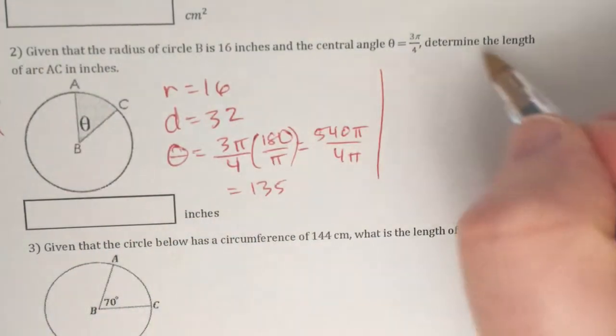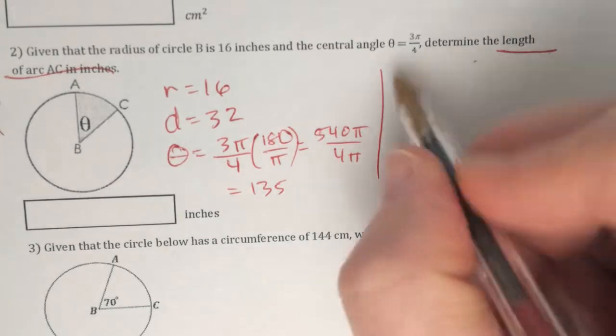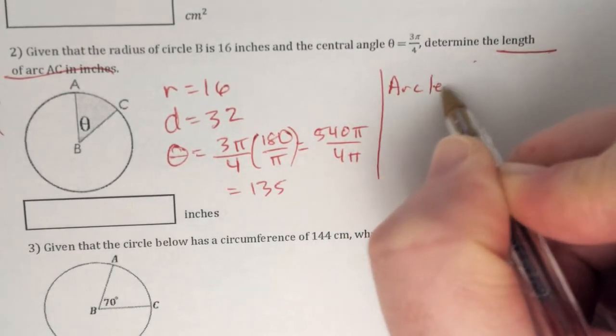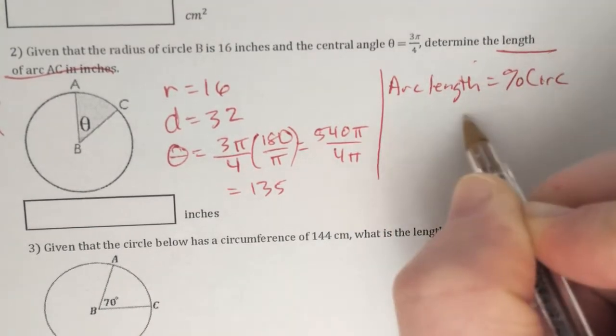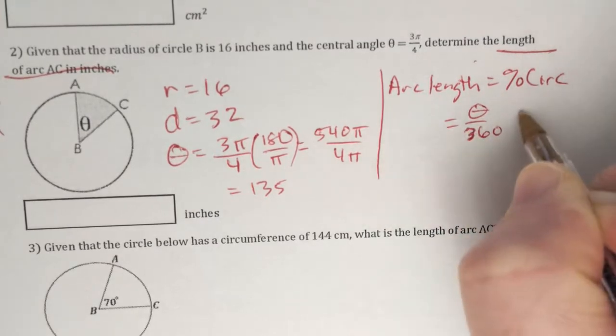And what do they want? They want the length of the arc. So arc length is a percentage of the circumference. So that is the angle over 360 times d pi.